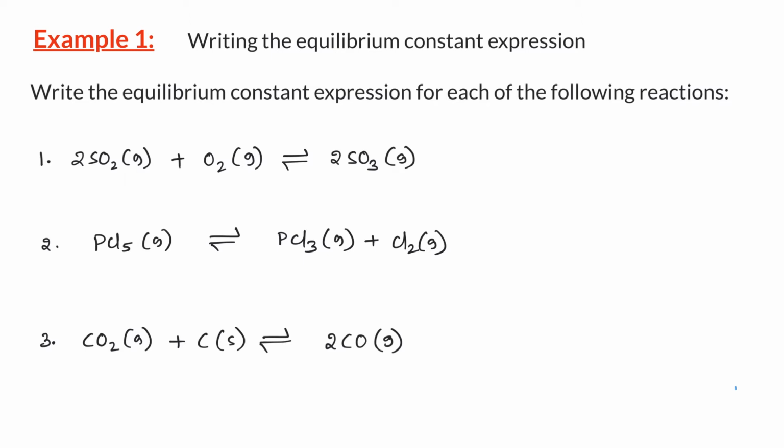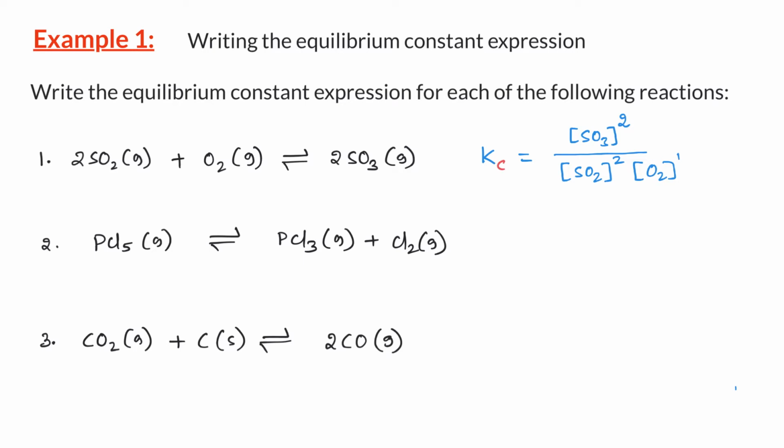So, for this reaction, the equilibrium constant K is equal to the concentration of products, that is sulfur trioxide, raised to the power of its stoichiometric coefficient, which is 2, divided by the concentration of the reactants, which is sulfur dioxide, to the power 2, and oxygen gas to the power 1. This is the equilibrium constant expression for the above reaction in terms of concentrations. Let us go to the next reaction.